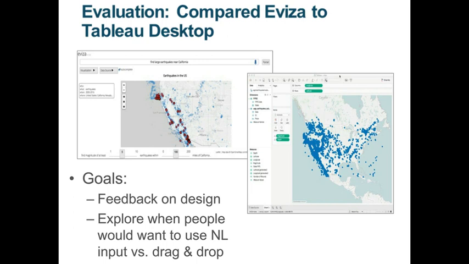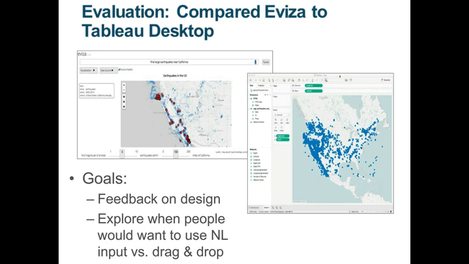So in this particular evaluation, we compared the Eviza prototype to Tableau Desktop. Now, Tableau Desktop is a visual analytics tool put out by our company, and it uses a sort of drag and drop metaphor to allow people to explore their data. So they can drag pills onto various shelves in the interface to get different kinds of vizzes to explore their data. And our goal in making this comparison was twofold.